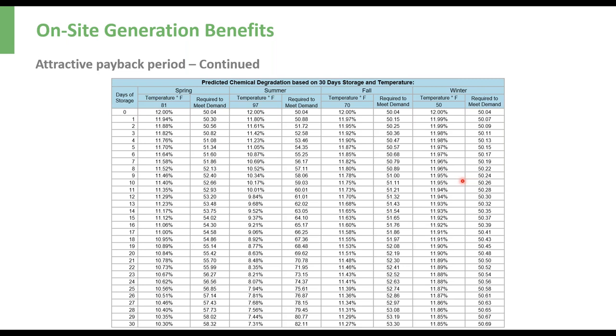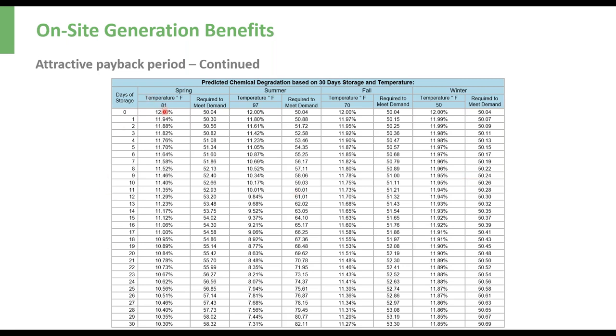So if you had a 50 pound per day system, this would be 30. So this would be equivalent to you having a 1,500 gallon storage tank that a chemical company would come deliver 1,500 gallons of 12%. So you can feed 50 pounds per day for 30 days.